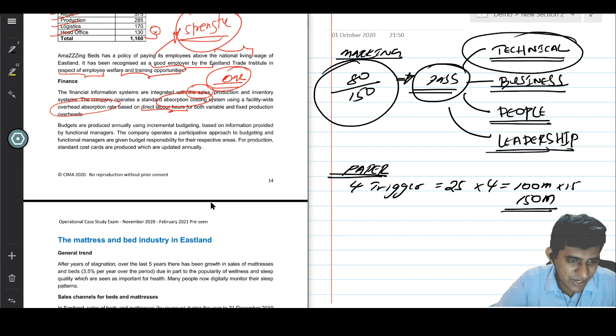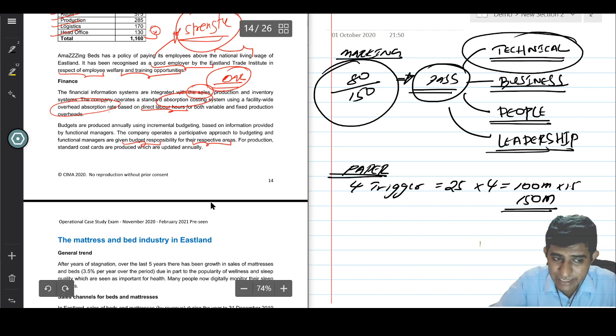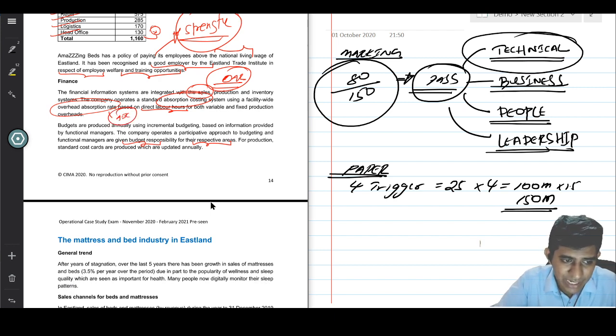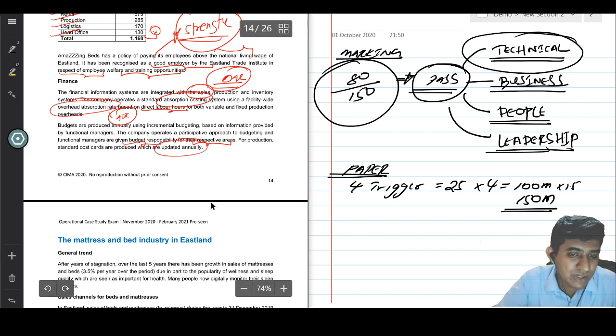Budgets are produced annually using incremental budgeting based on information provided by the functional managers. The company operates a participative approach to budgeting, and functional managers are given budget responsibility for their respective areas. So students, absorption costing is given. So ABC, please learn activity based costing also. And also students, the budgeting is very important. They may ask you theory questions on goal congruence, everything. So just keep that in mind. You should be very stable in these areas also.